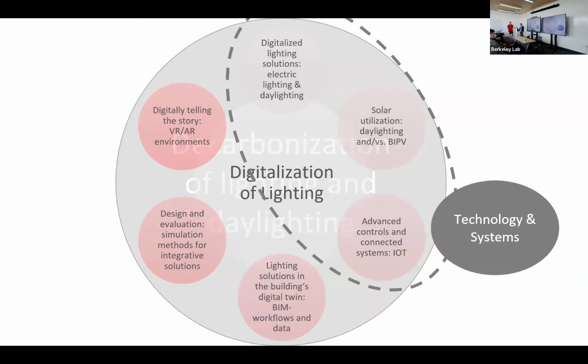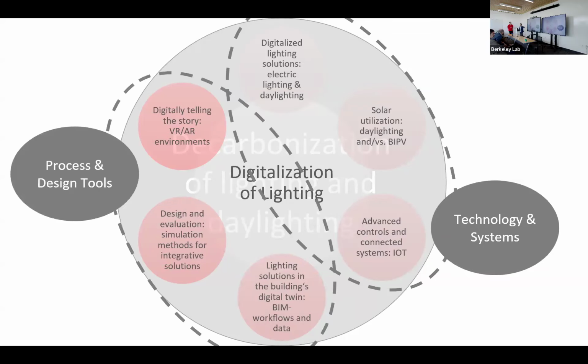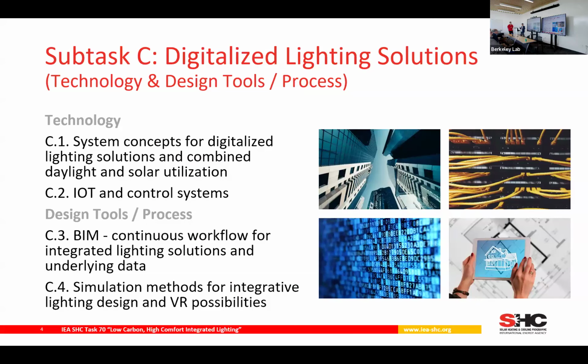We split it up into two parts, as I said, the technology and system area and the process and design tool area. So the task is structured into four parts, into four work items, more or less, where we look into a different set of technology. We review system concepts from a literature, more academic view, and also from the market view. What is out there, what is coming up, what are we expecting, what is in the world of control systems, what is showing up, what are companies doing, what are new ideas of controlling systems, and also looking into the processes, how can continuous workflows work.